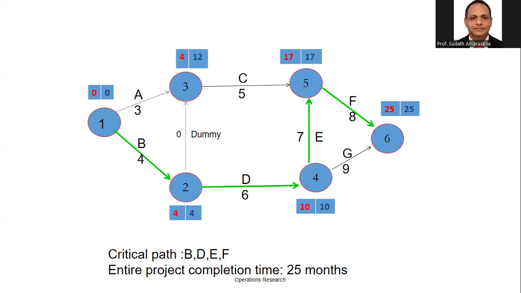If you're going to calculate the C, 17 minus 4 minus 5. Answer is 8. If you're going to calculate the D, 10 minus 4 minus 6. Answer 0. B, 4 minus 0 minus 4. Again 0. E, 17 minus 10 minus 7, 0. Then F, 25 minus 17 minus 8, 0. Why did we get the 0? B, D, E, F are critical path activities. We can't delay critical path activities.